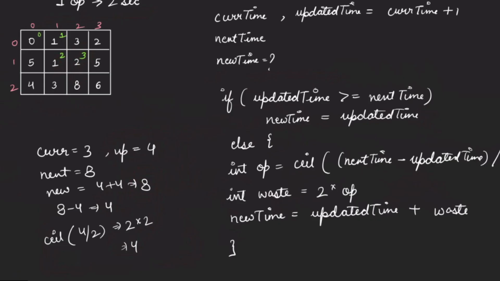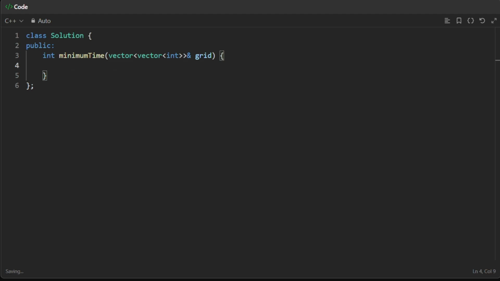So let's quickly look at the code. First of all, let us write down the base condition. The base condition is that if grid of 0, 1 is greater than 1 and grid of 1, 0 is also greater than 1, then in that case return -1. We cannot go further. Otherwise, we will try to identify our answer.